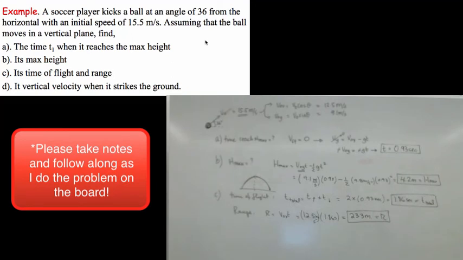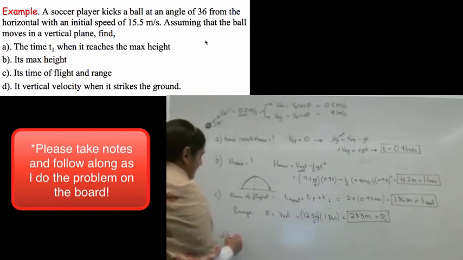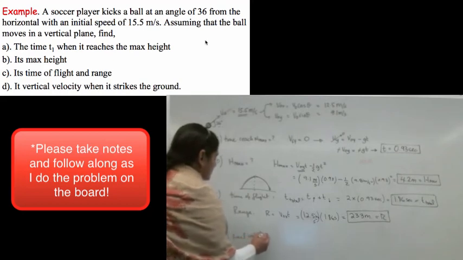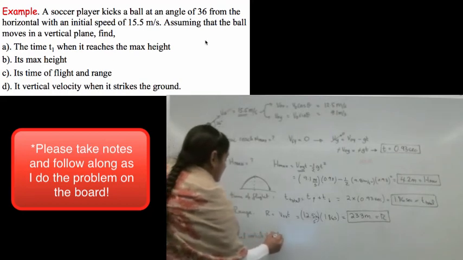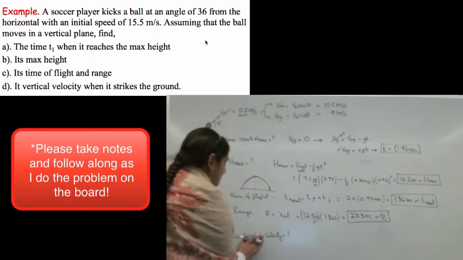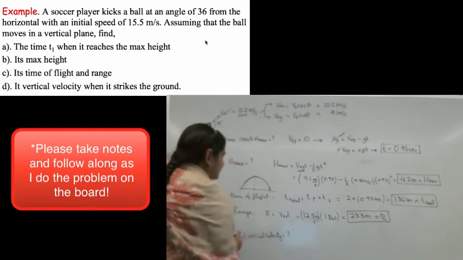And part D, it says its vertical velocity when it strikes the ground. So what is its final vertical velocity? Final vertical velocity, right?